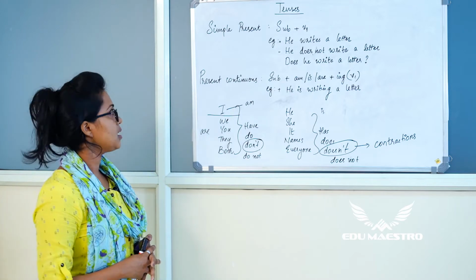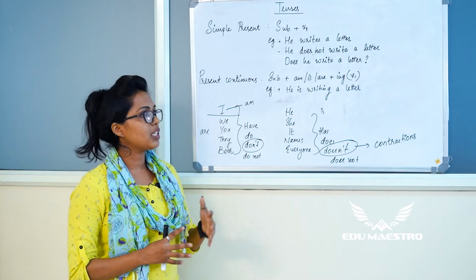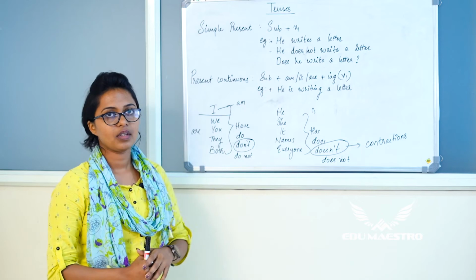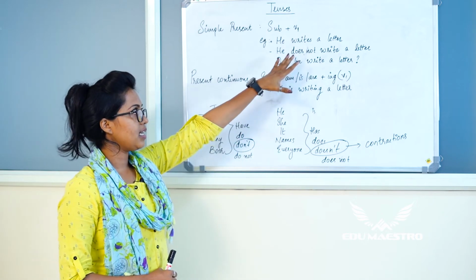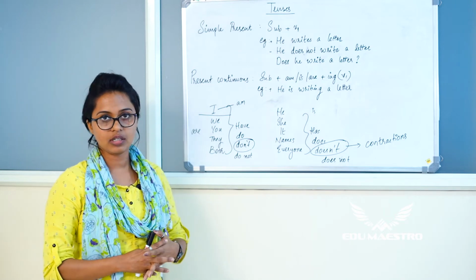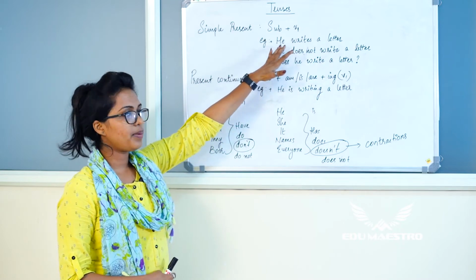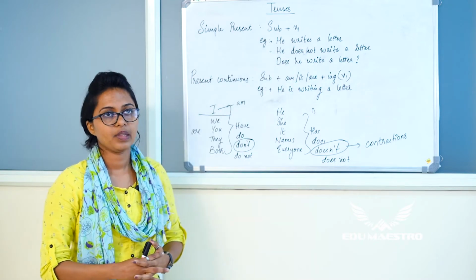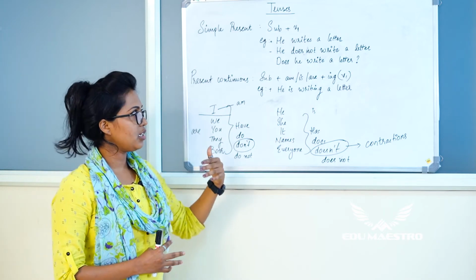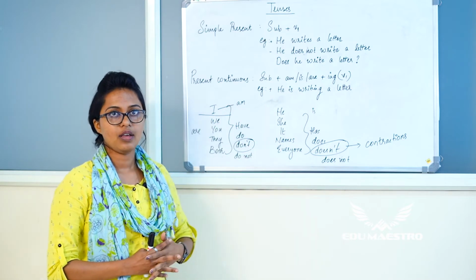Now let's move on to tenses. The first tense is simple present, and the rule is subject plus verb 1. For example, he writes a letter. Writes is the V1, the first base form of the verb. That is the action. Here the action is writes. So when we use singular subjects, the verb takes the s form. When we say he writes a letter, it means the action happens regularly.